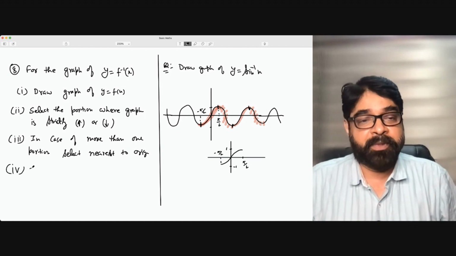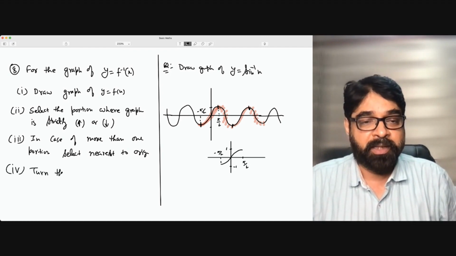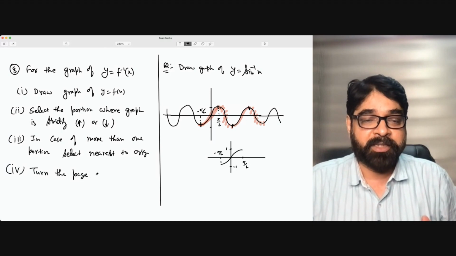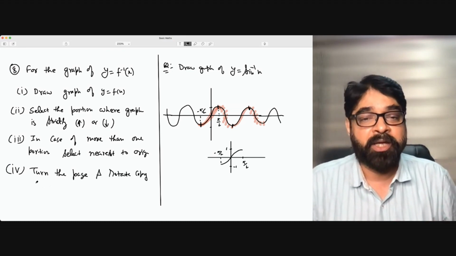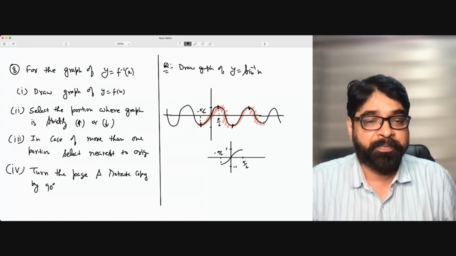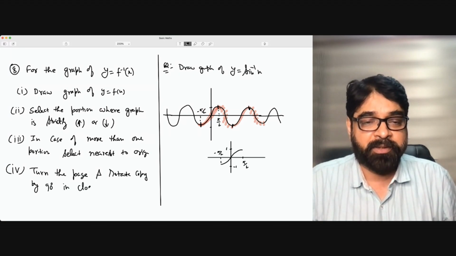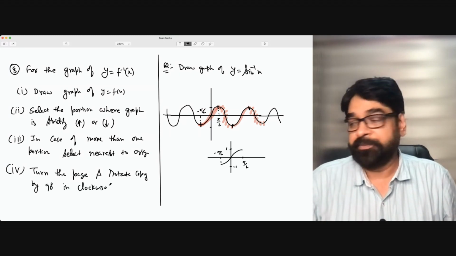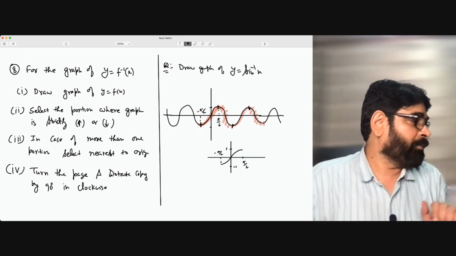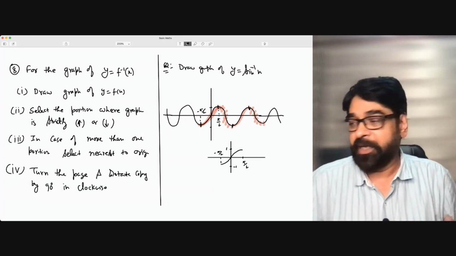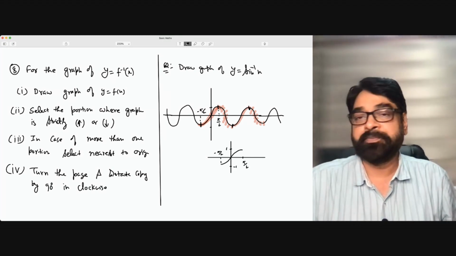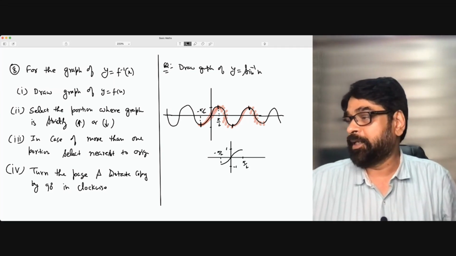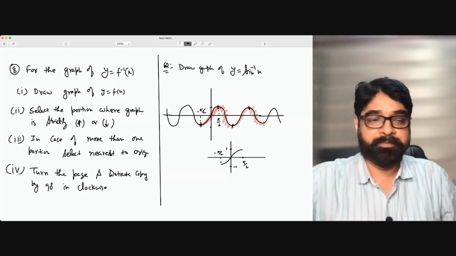And last step: turn the page and rotate the copy by 90 degrees in clockwise direction. That's all. I want to explain what this line means. See, till this point, I hope everybody understood. No doubt about it? Yes, sir. Till this point, everybody understood.